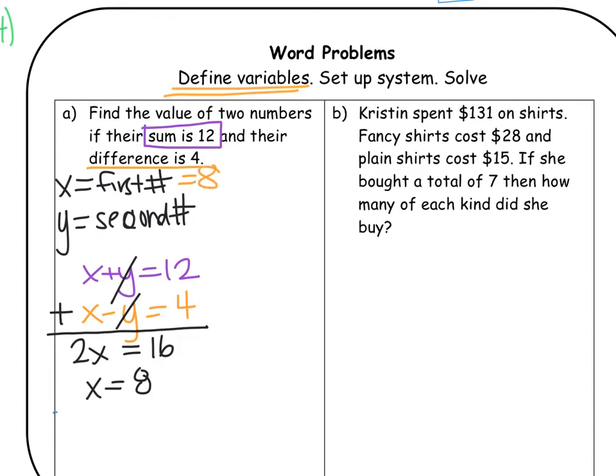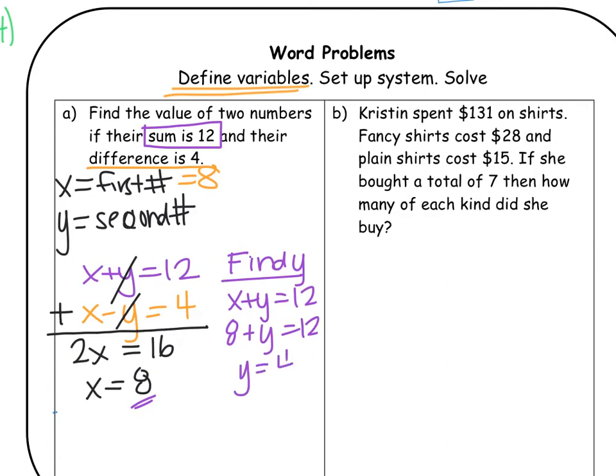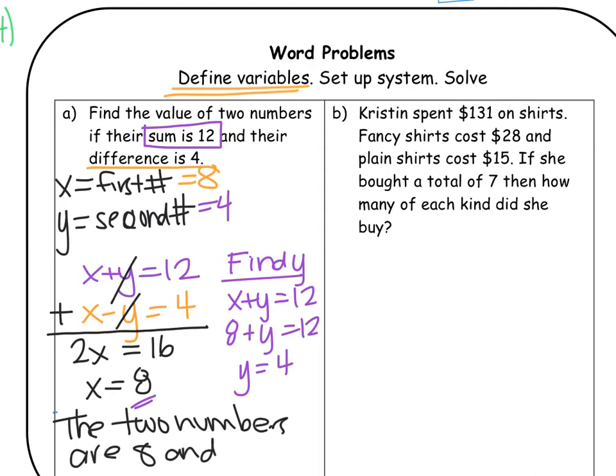So now we have to find our second number, so now we need to find y. So pick an equation. I'm going to pick x plus y equals 12. Doesn't matter which one you pick. I'm going to plug in 8 for x. So 8 plus y equals 12. Subtract 8 from each side and we get y equals 4. So our second number is 4. So our answer would be the two numbers are 8 and 4.